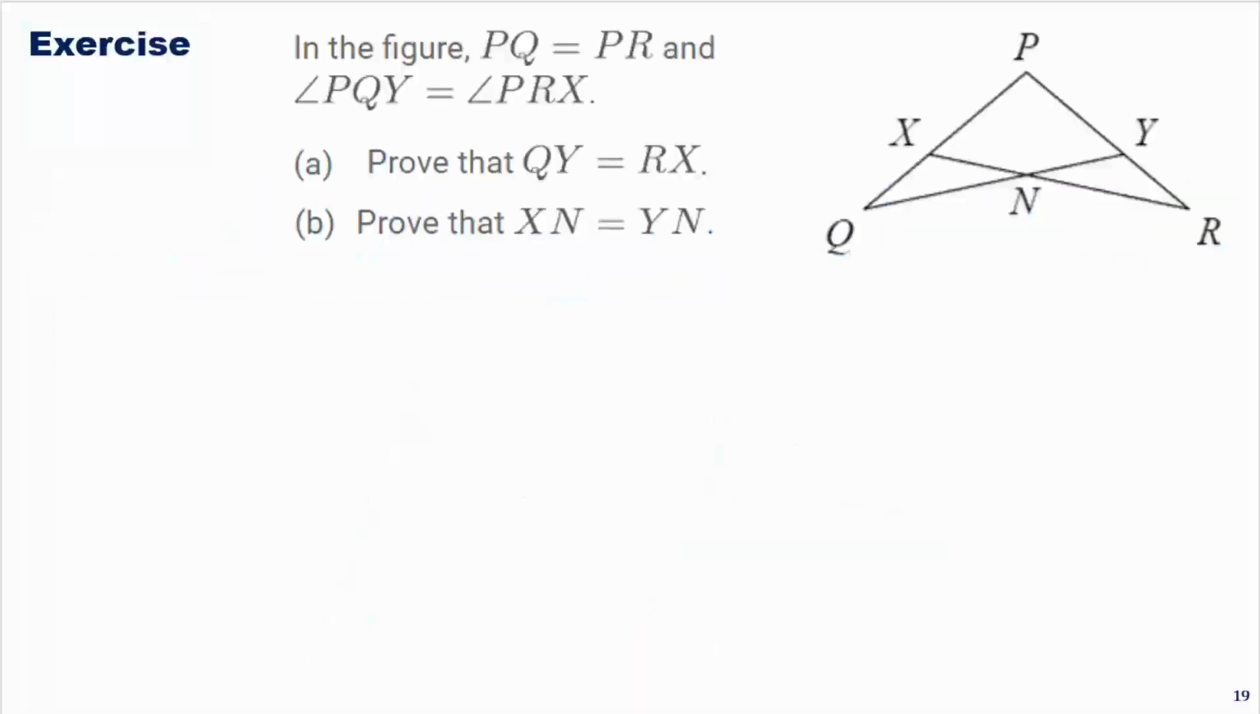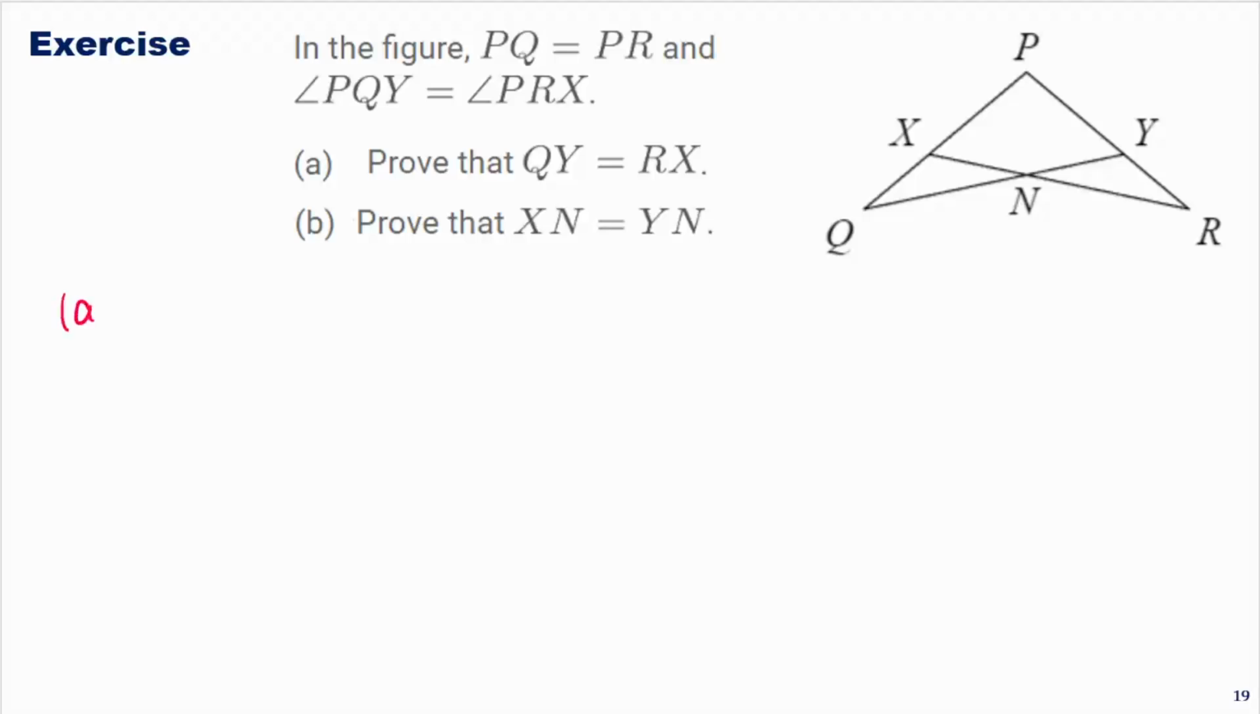So in the figure on the right, if given PQ equals PR and angle PQY equals angle PRX, can you prove QY equals RX and XN equals YN? I'll give you 2 minutes to think about this, and after that we'll have a look at the solution together, okay? Alright, let's have a look at the solution together.